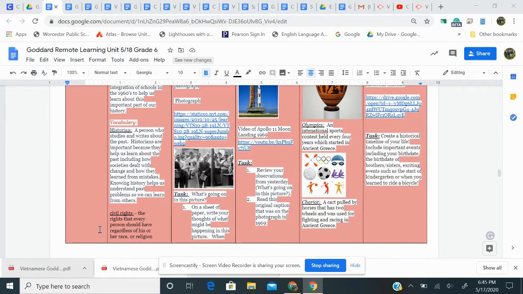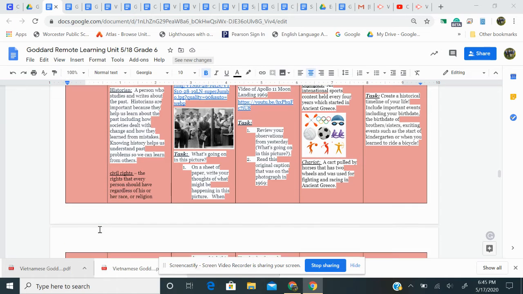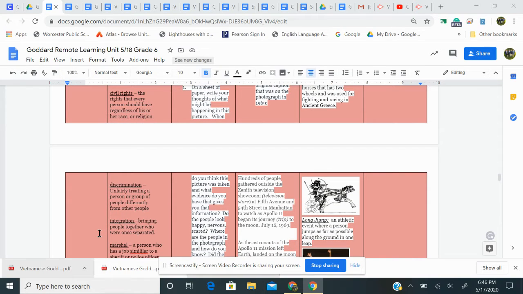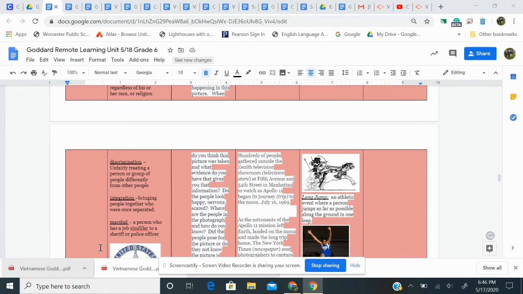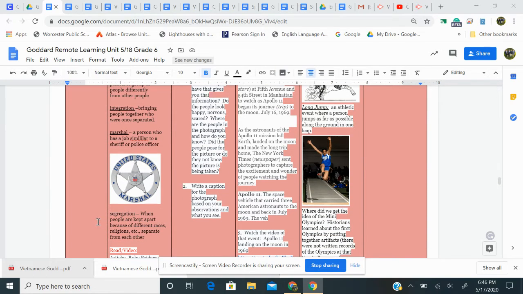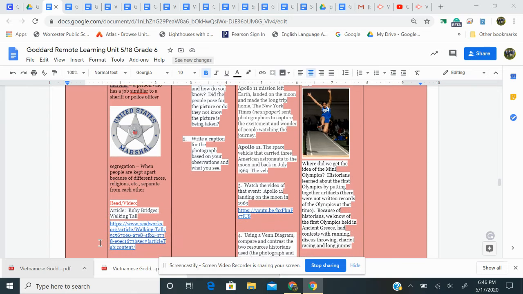Civil rights, the rights that every person should have regardless of his or her race or religion. Discrimination, unfairly treating a person or group of people differently from other people. Integration, bringing people together who were once separated. Marshal, a person who has a job similar to a sheriff or police officer. Segregation, when people are kept apart because of different races, religions, etc., separate from each other.